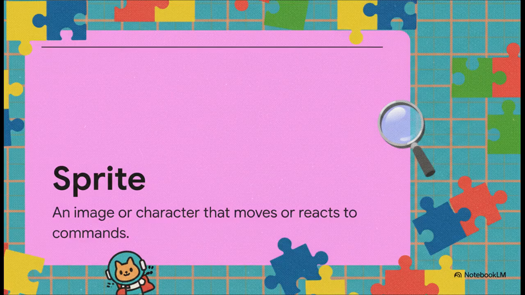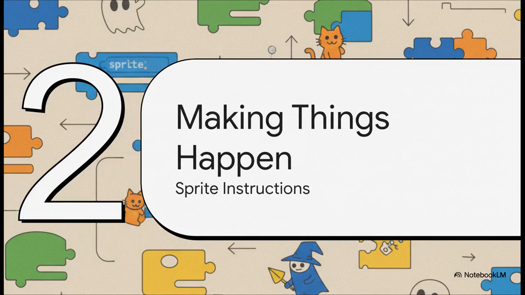And on that stage is our main actor, the sprite. A sprite is any character or object that you give commands to. It's the hero of our story that's going to move and speak and interact based on the code that we build. So we've got our stage and our sprite. But how do we actually tell our sprite what to do? Well, let's take a look at the instructions.